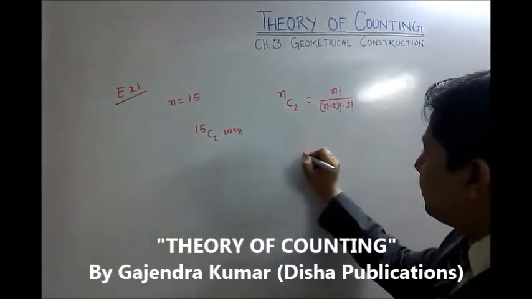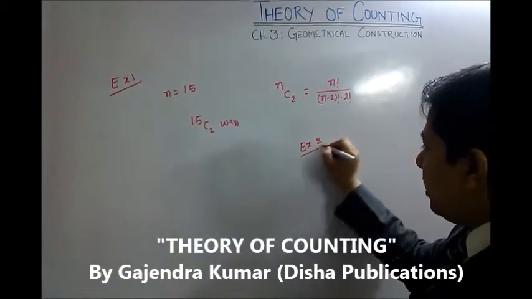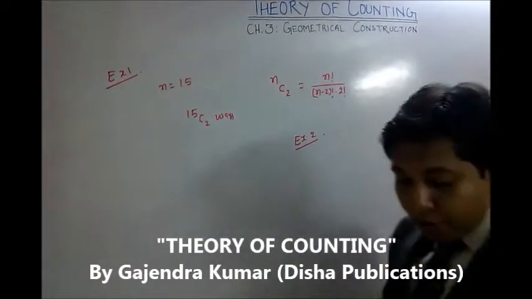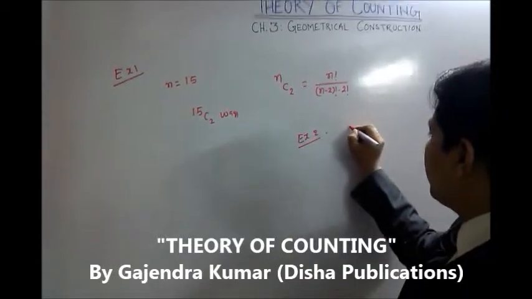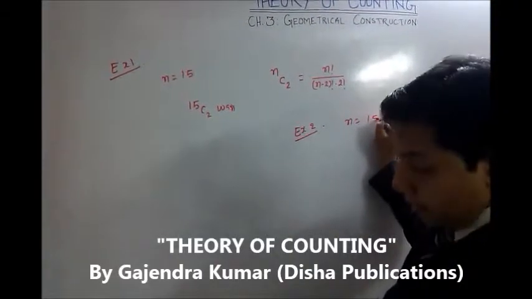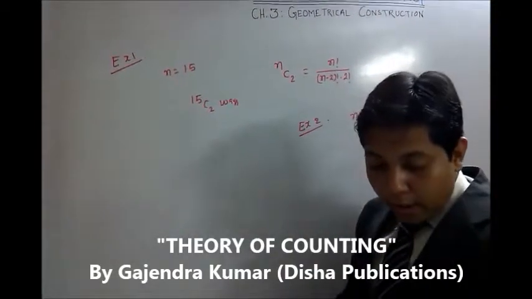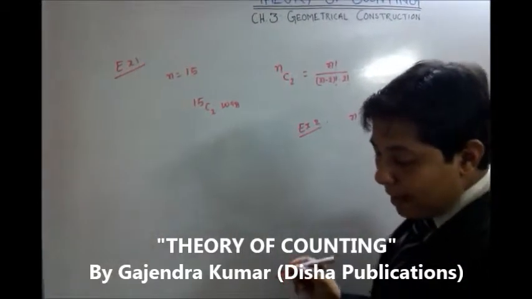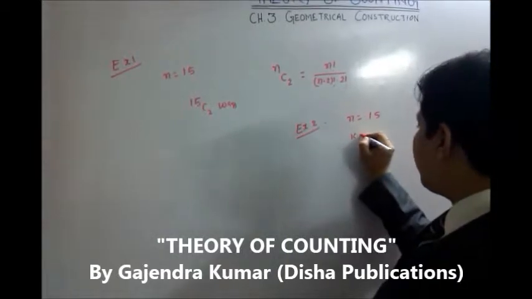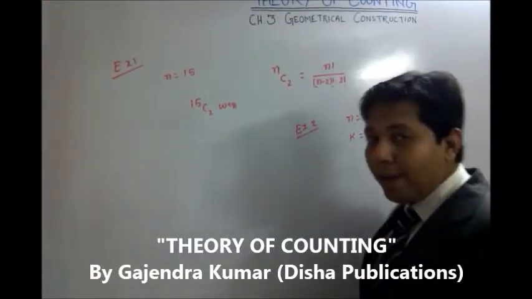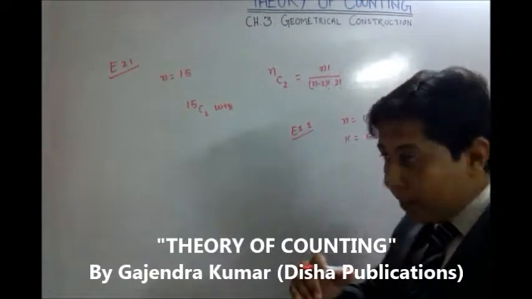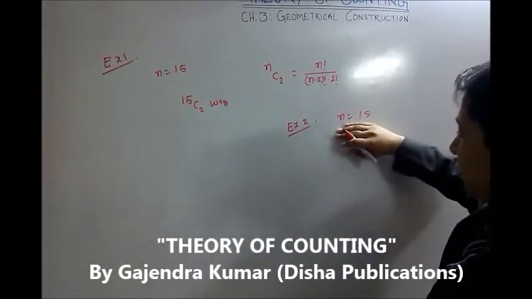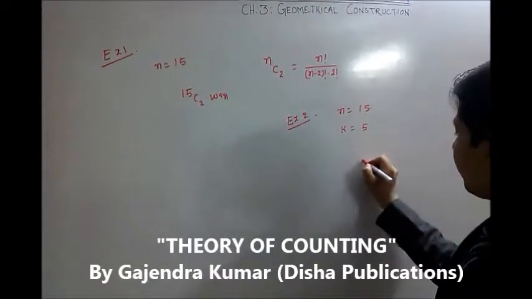Then example 2. Example 2 in the book says: how many straight lines can be drawn from 15 points, that means n is equal to 15, in a plane if only 5 out of the 15 points are in a straight line. Out of these, there are k equal to 5 here. K points are in a straight line. That means the number of straight lines if these 5 were not in a straight line was 15C2.